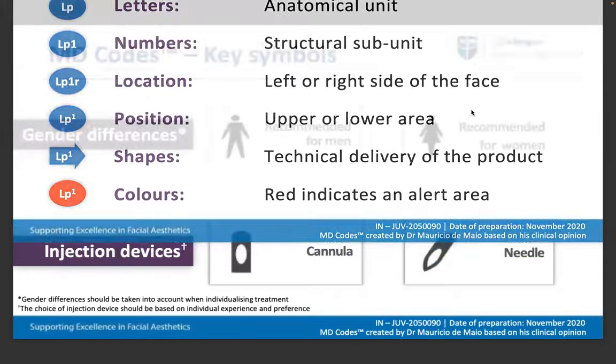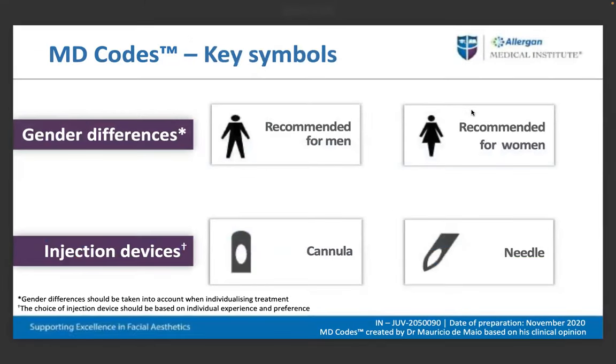There it is indicated by a red zone. Gender differences: there are some points which are specific for men, and some points specific for women. For example, when we are doing the chin, there are different points for men and different points for women. Same for the jawline also. The certain points are different for men and women.